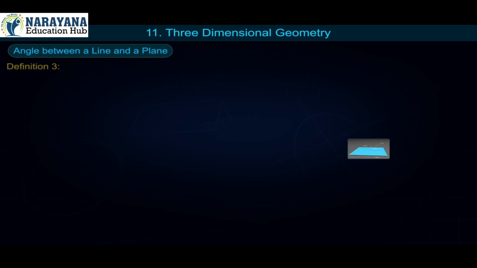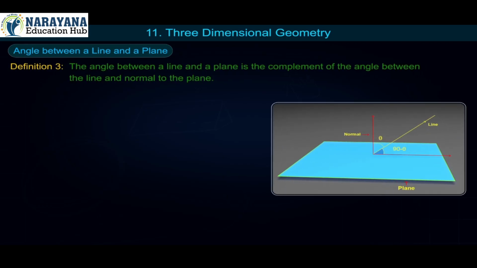Angle between a line and a plane. Definition 3. The angle between a line and a plane is the complement of the angle between the line and the normal to the plane.